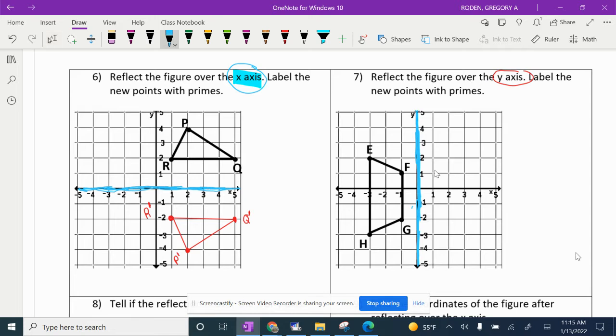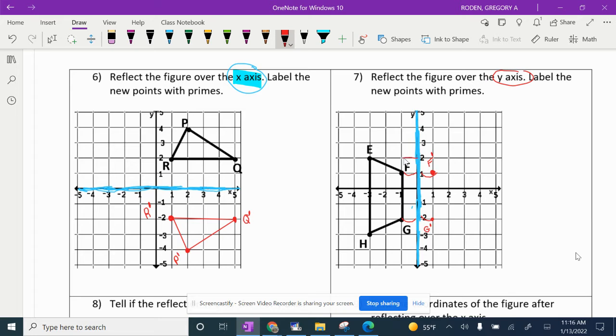All right. So, ladies and gentlemen, now notice F is 1 unit away from the flip line. So F prime is going to be 1 unit this way of the flip line. So F prime is going to be right here. Y'all see that? G is 1 unit to the left of the flip line. So G prime is going to be 1 unit to the right of the flip line. G prime.